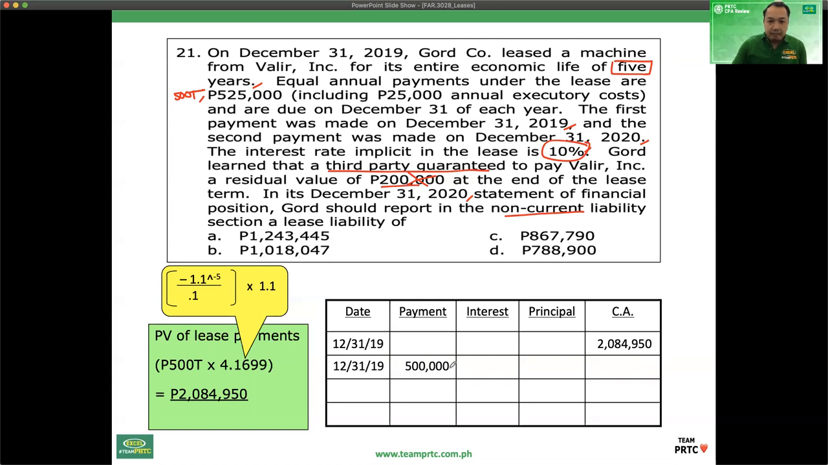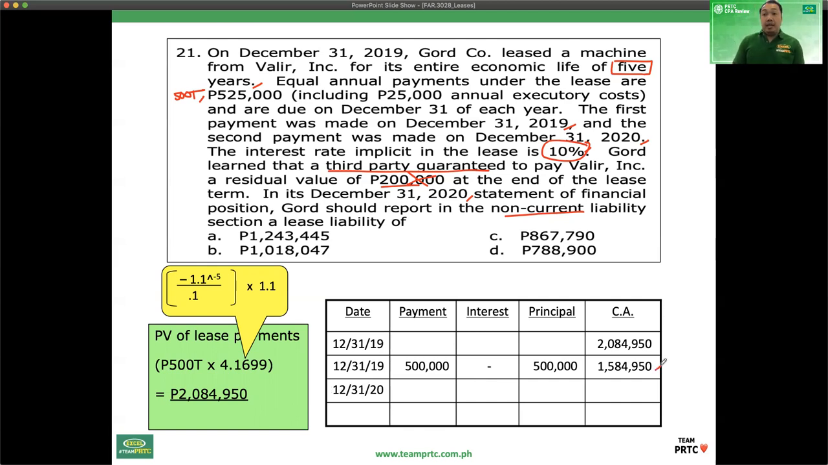Since advance payment itong 500, applicable to interest, 0. The entire amount, okay, deduction from the carrying amount. So the entire amount applicable to principal. So the previous carrying amount minus, okay, so yung principal repayment. Okay, so balance at December 31, 19 after the initial payment. So dahil advance ka yung payment, ito yung magiging basis na ng interest 2020.